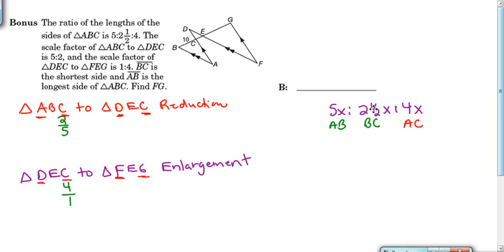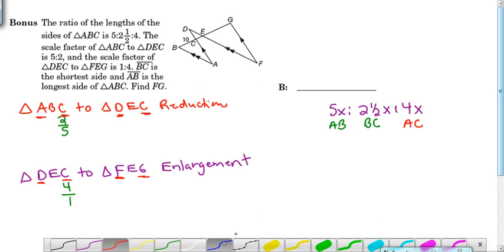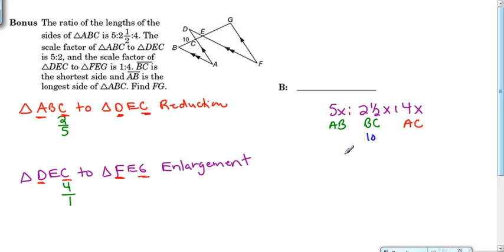Well, I know BC in the picture is 10. So I can say 2.5x is equal to 10. Divide each side by 2.5. So I just figured out that x is 4. Well, if x is 4, then AC is 4 times 4. So I just figured out that AC is 16.